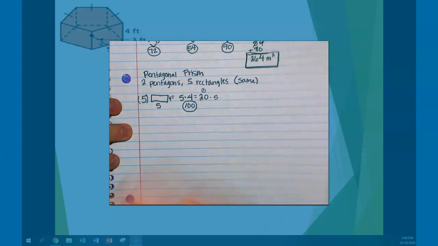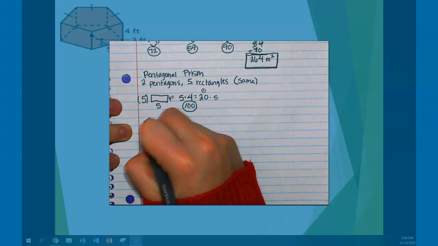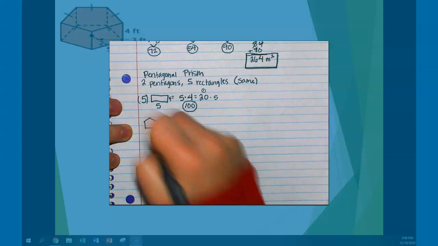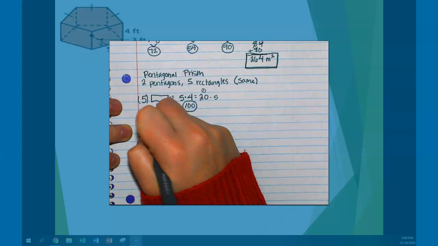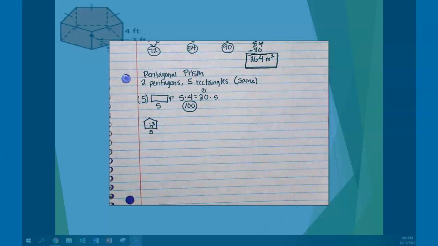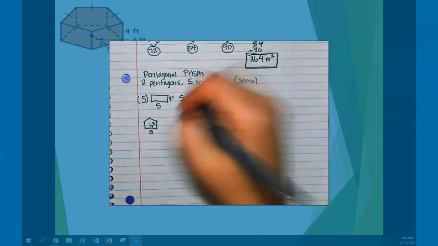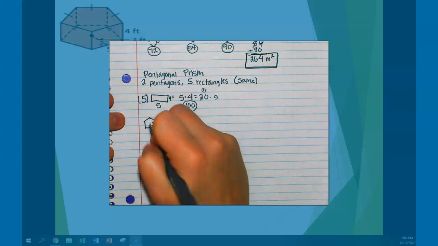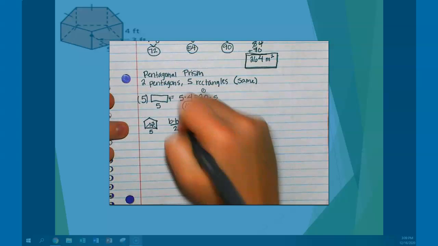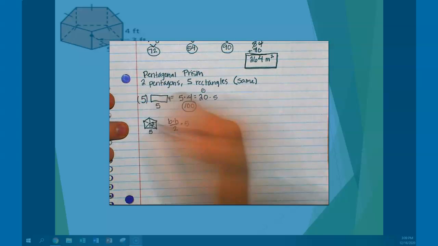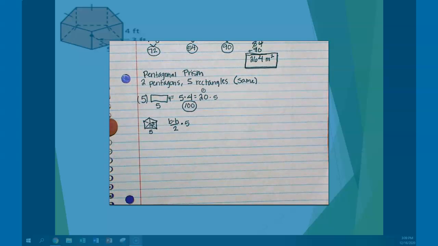Next, we need to do our pentagon. Our pentagon's dimensions: it looks like the base is 5, and the height to the center is 3. If you remember from our formulas page, you could pause and look back right now, the formula for a pentagon would be base times height divided by 2. Because we're breaking it down into triangles, we're going to multiply by 5 triangles, because we would have 5 of them in this shape.